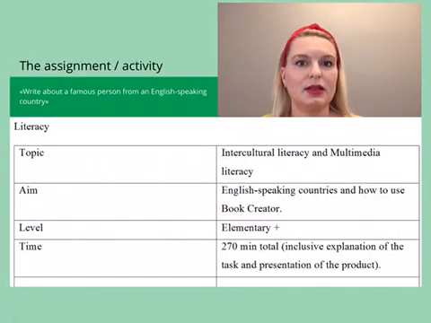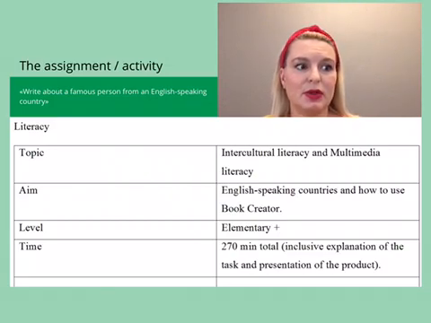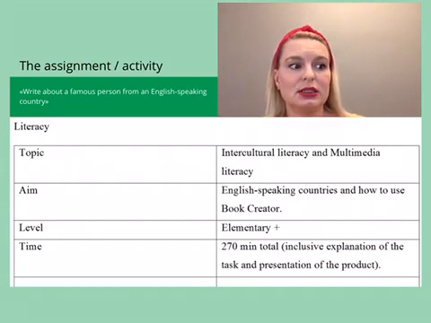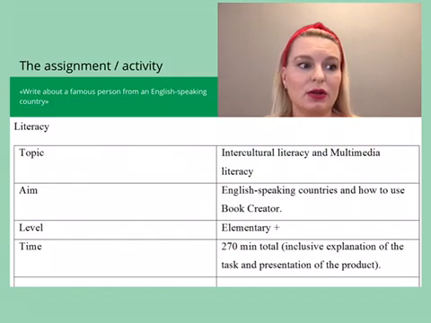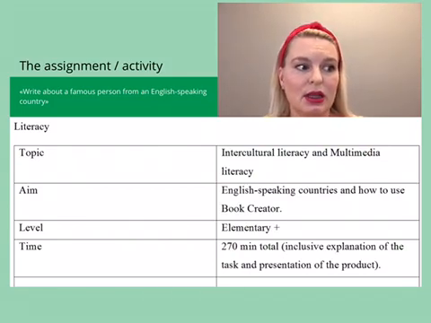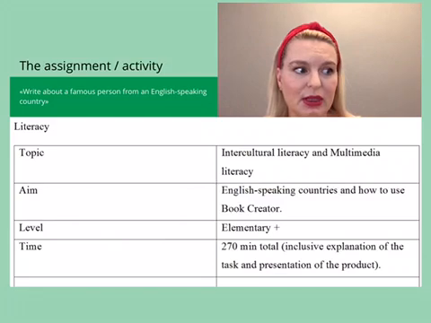The assignment and the students' activity. The students will in pairs write about a famous person from an English-speaking country. The topics will be intercultural literacy and multimedia literacy. The aim is to learn about English-speaking countries and to learn how to use Book Creator. The level is elementary plus, and the time will be 270 minutes.